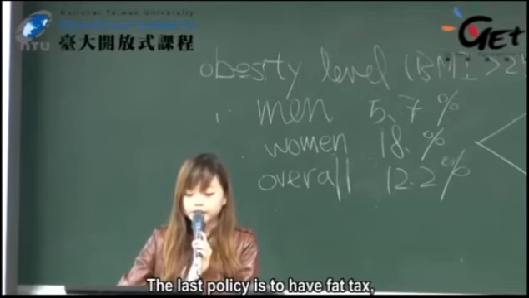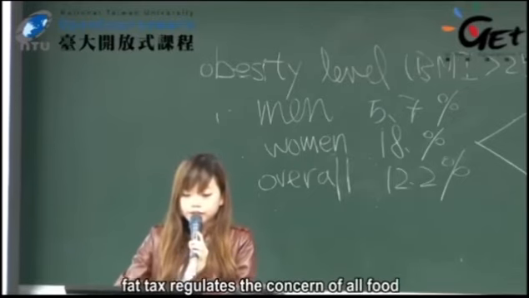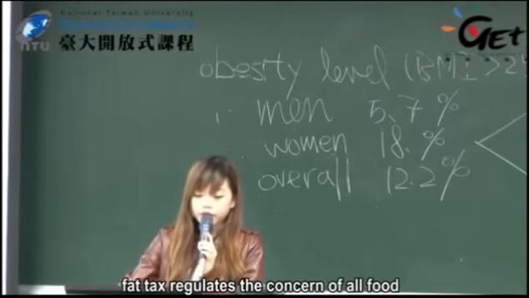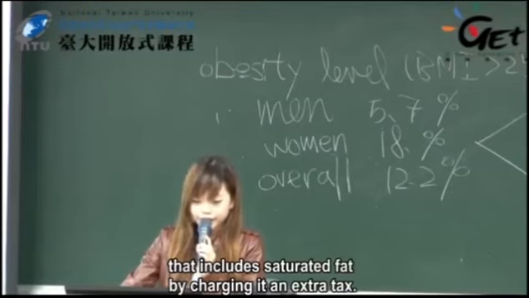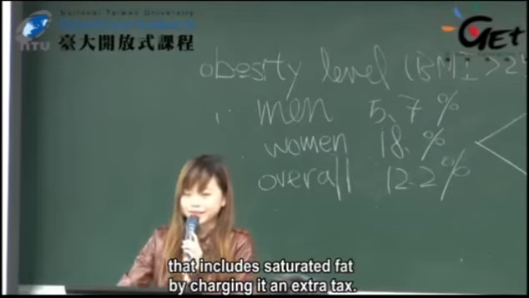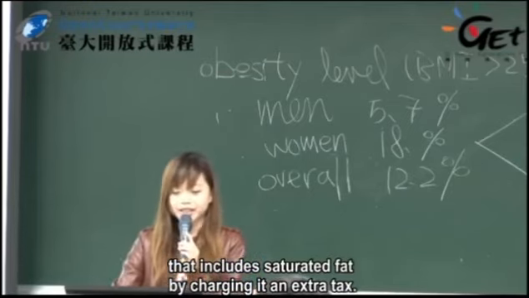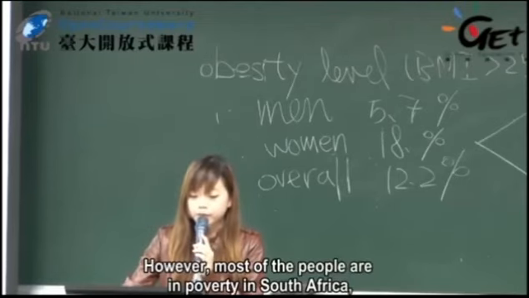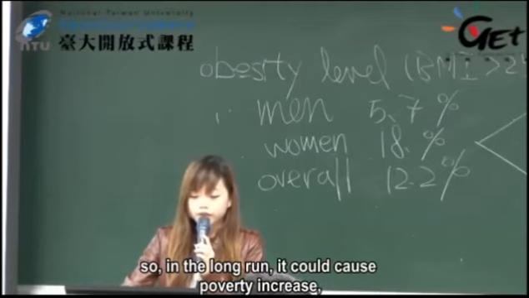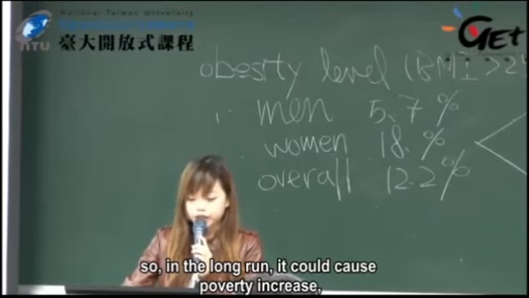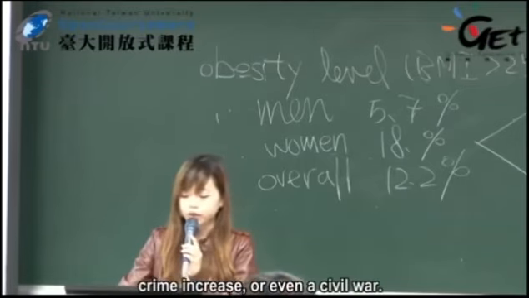The last policy is to have a fat tax. Fat tax regulates the consumption of all food that includes saturated fats by charging an extra tax. However, most of the people in South Africa are in poverty, so in the long run, it could cause poverty to increase, crime to increase, or even a civil war.